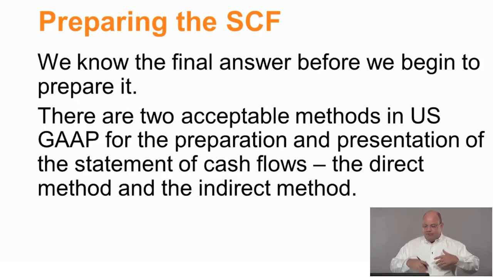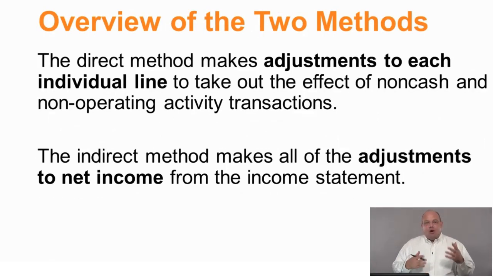So here's the overview of it. What we're starting with is the income statement, and we're making adjustments to it. The direct method makes adjustments to each individual line. And the indirect method makes adjustments to net income. Okay, and we'll show this here in just a little bit. The direct method is going to make adjustments to each individual line, and the indirect method makes adjustments to net income.